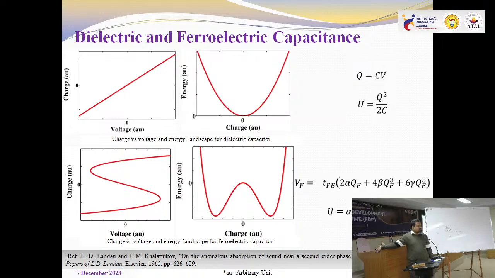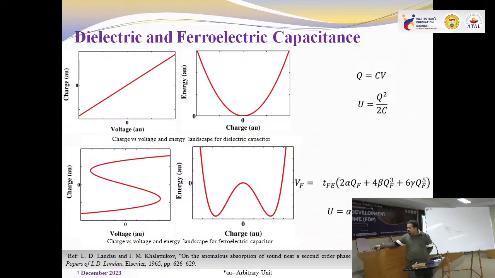Let's confirm the same thing using the energy curve. So this curve is the energy landscape curve of a normal dielectric. And the relationship is U equals Q squared by 2C. So if I try to plot, this is energy U and this is charge. So obviously this is an upward parabola. So this tells me that this is a positive capacitance.